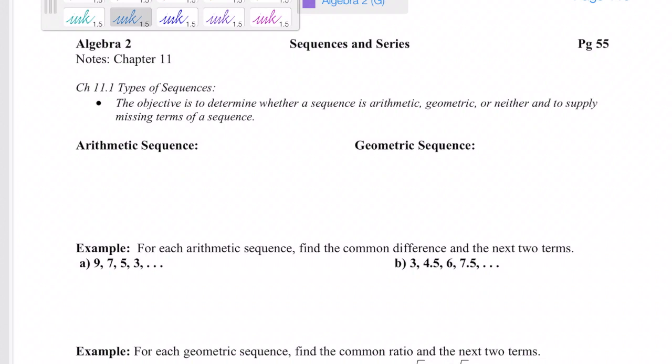Hi everyone, this is Miss Lloyd coming to you with types of sequences. We're going to be looking at arithmetic and geometric. And then later on in this lesson, we're also going to focus a little bit more just on arithmetic sequences. So we're going to be going over two sections today.